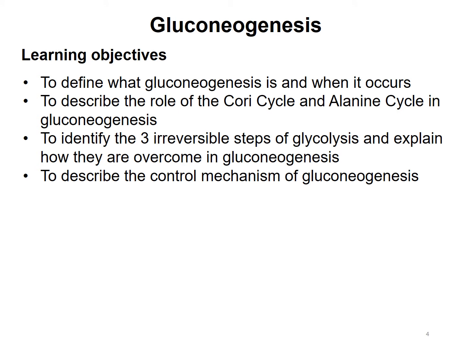And these are the learning outcomes for this lecture. First of all, we'll look at what is gluconeogenesis and when does it occur, and then we'll describe the role of Cori cycle and the alanine cycle in gluconeogenesis. Then in the second part, we will identify three irreversible steps of glycolysis and explain how they are overcome in gluconeogenesis. And last but not least, we'll look at the control mechanism of gluconeogenesis.